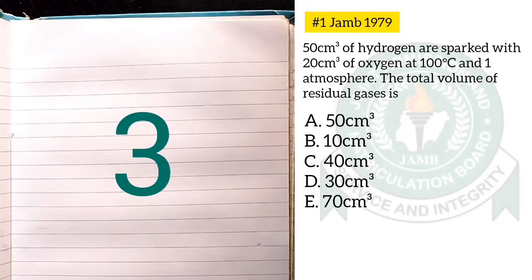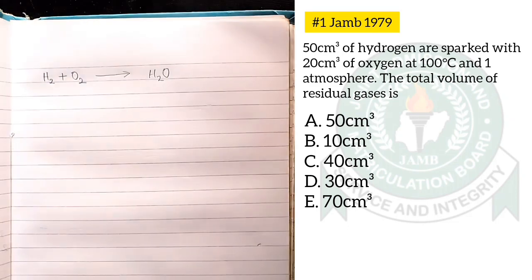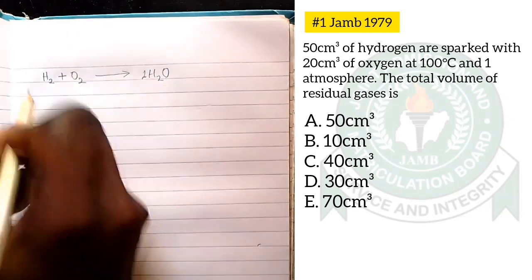So these questions are from JAMB past questions, that is JAMB chemistry past questions. So you'll be learning as we are going. Pause the video, try to answer it before checking it. All right. So first, write out the equation of the reaction and make sure it is balanced.